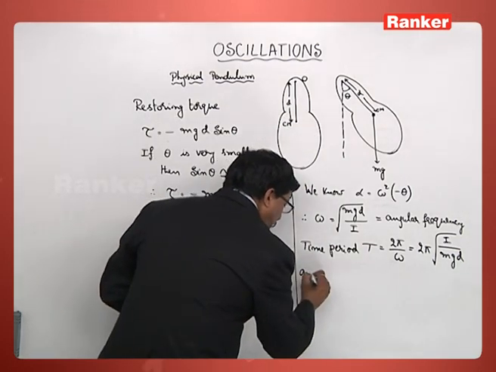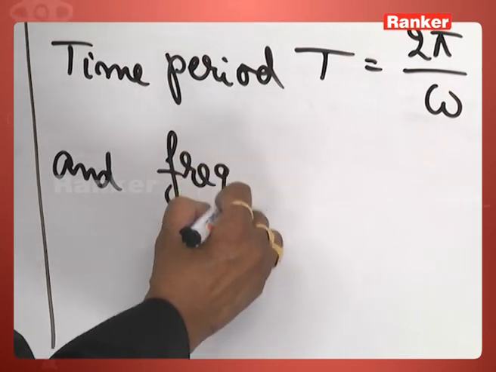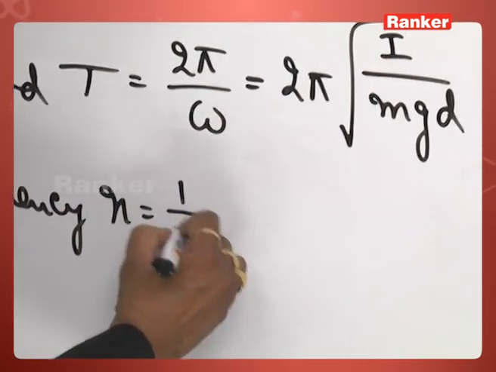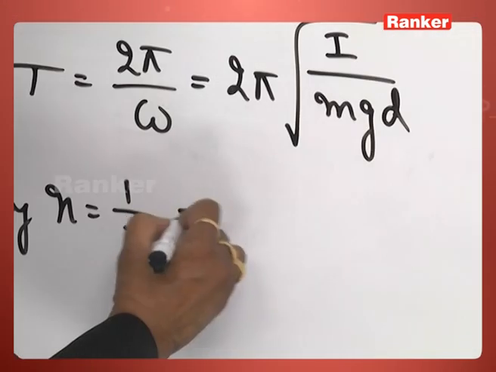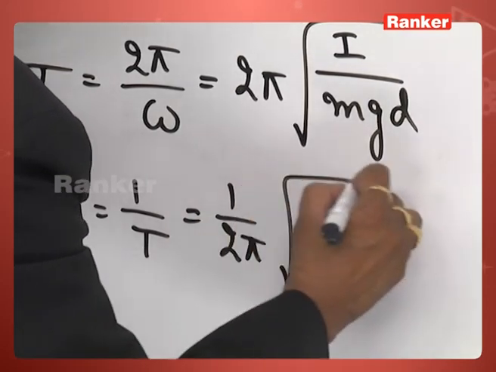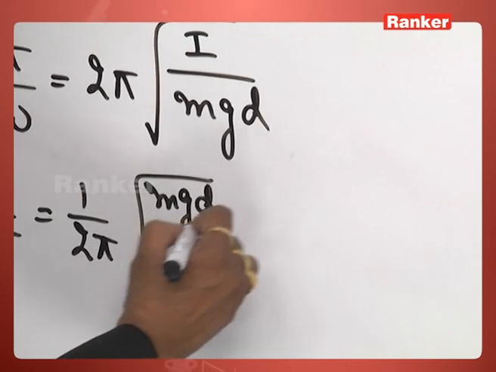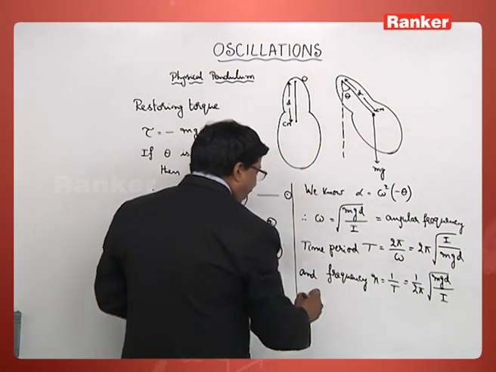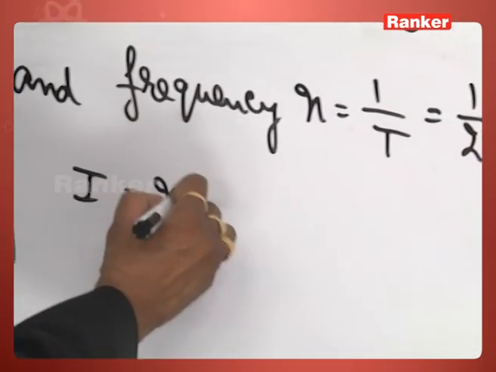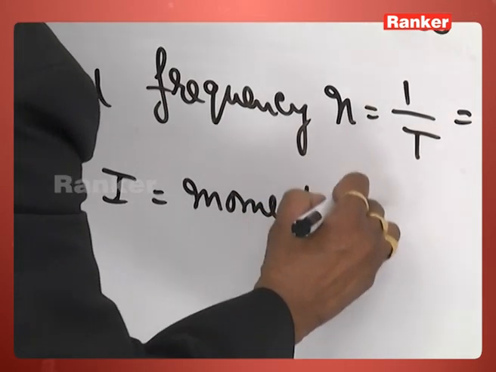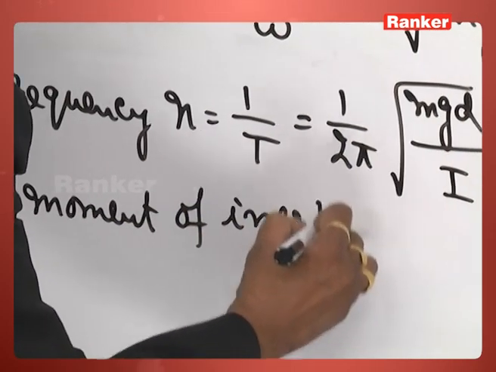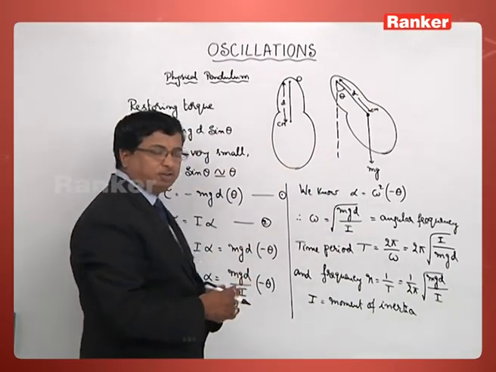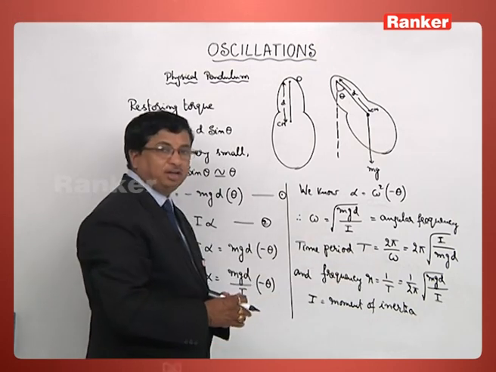And if we want its linear frequency, we can take it as the reciprocal of the time period, which can be written as 1 by 2 pi under root mg d by I. But what is this value of I here? Here I stands for moment of inertia, the rotational inertia of the body. We directly take that as I there.